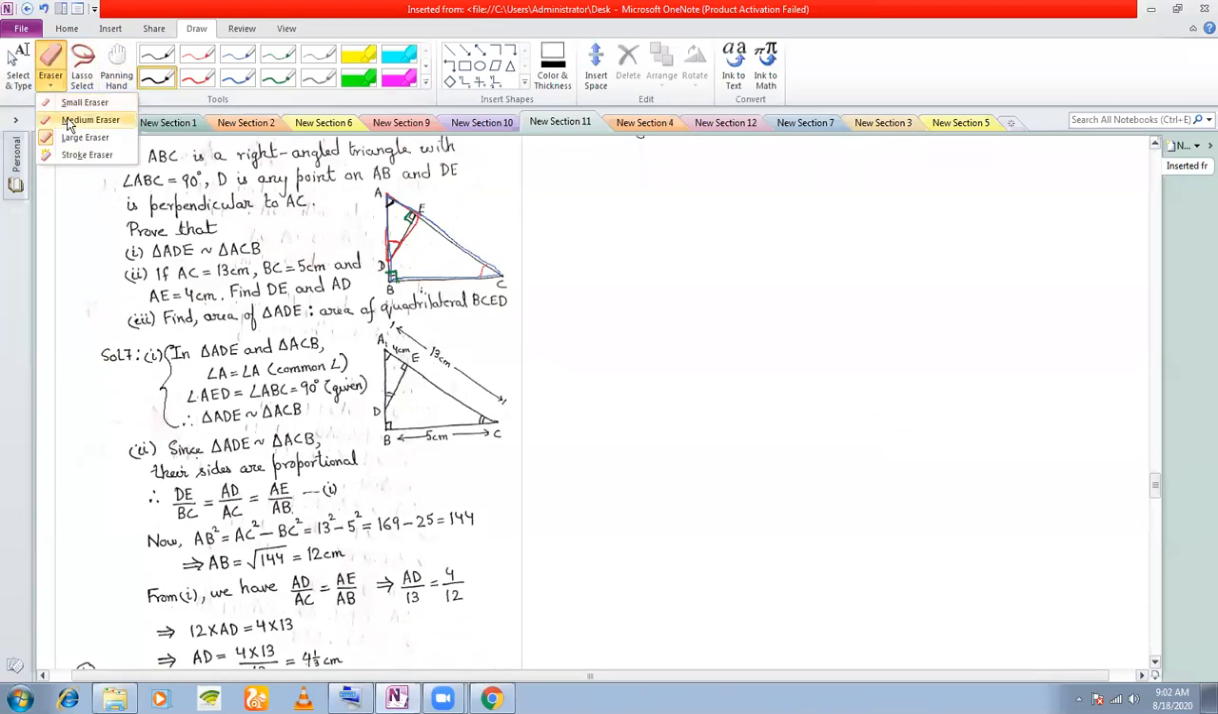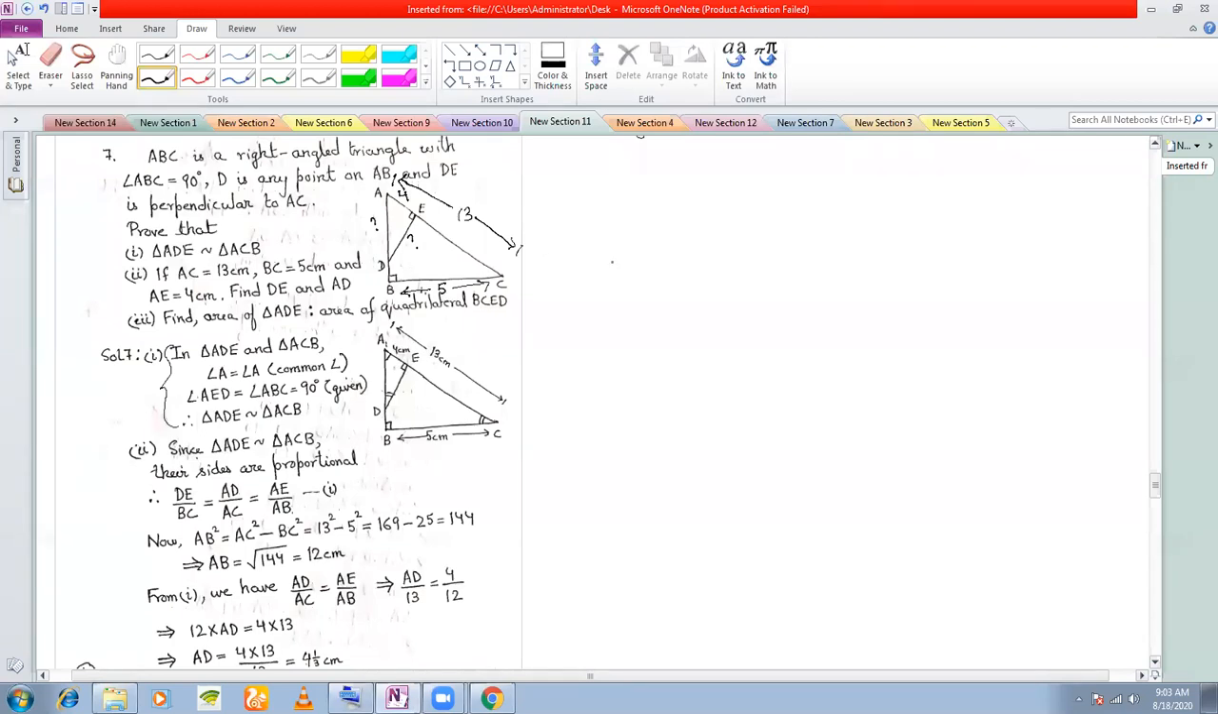So let us label here. Once I have proved the similarity of the two triangles, let's see what is given to me here. So AC is 13. That means this length is 13. BC is 5. That means this length is 5 centimeters. Okay. And AE is 4. So this length is 4 centimeters. Find DE and AD. You need to find this side and this side. Okay.